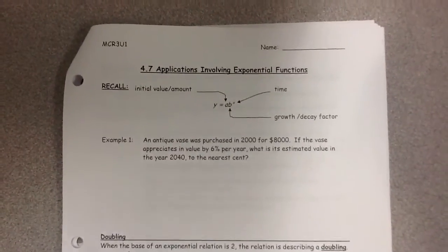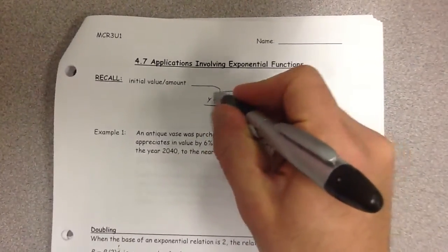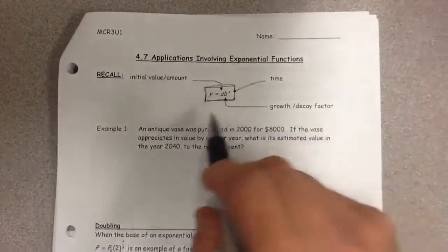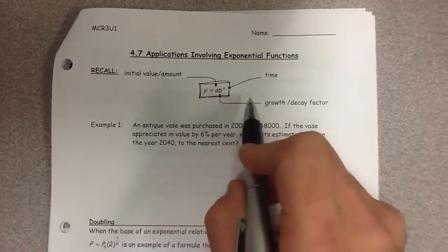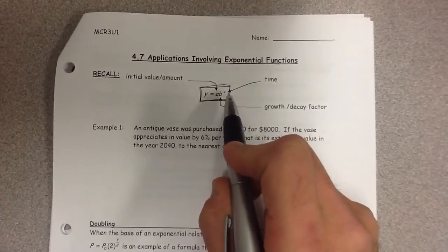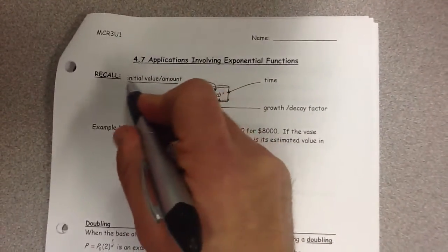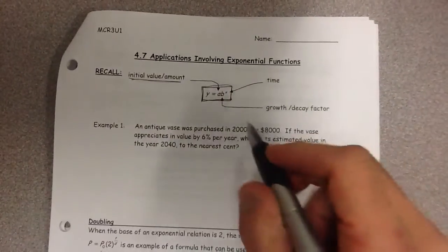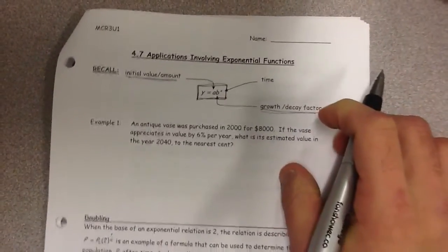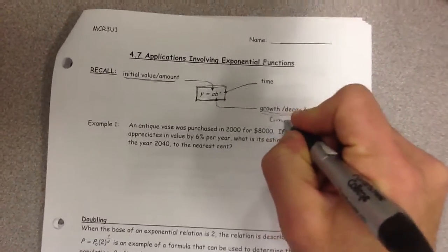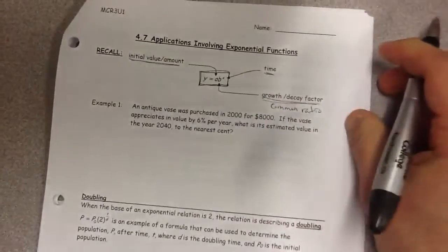Okay, so let's take a look at 4.7, applications involving exponential functions. So it says over here that if I have an exponential function that looks like this, y equals, now instead of having a k, a d, and a c, let's just say we have an a, b to the power of x. Well, the a value is always your initial amount or your initial value. Your b value will be your growth or decay factor or your common ratio. So I'll write that down, common ratio. And your x deals with your time.